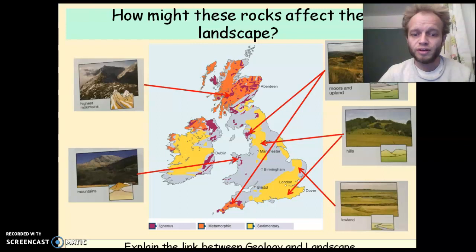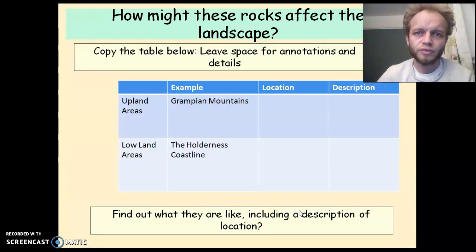So then we want you to think about explaining the link between geology and the landscape. Why do we have this link? Why do we get these mountainous areas where we've got the hard rock and igneous rock, for example, and why do we have flatter topography where we have the sedimentary rock?